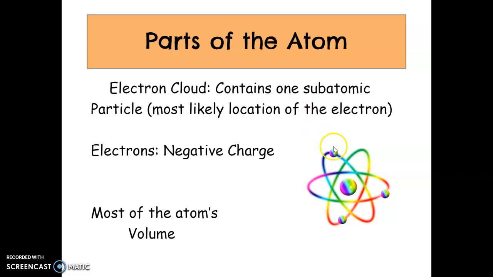Now, if we talk about the electron cloud model of an atom, the cloud is basically the likely location of the electrons. Electrons are not static, meaning they don't stay still, and you can't pinpoint exactly where they are. So the electron cloud is just the most likely location of the electron, and it's located around the nucleus. The electron cloud is most of the atom's volume. So not the mass, but the volume, meaning it takes up most of the space of the atom.